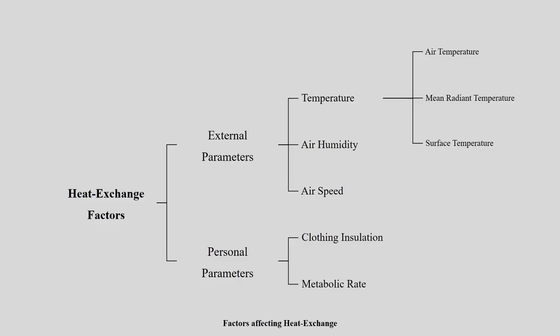Now coming to temperature, you have air temperature, mean radiant temperature and surface temperature. All these three we are going to learn how to measure. Now coming to personal parameters, the first impacting factor is clothing, that is, what kind of clothing you are wearing during that particular period of time, and the metabolic rate.